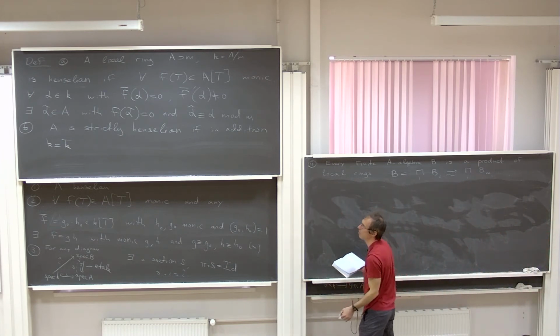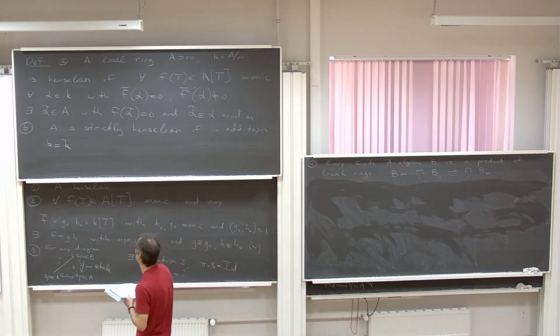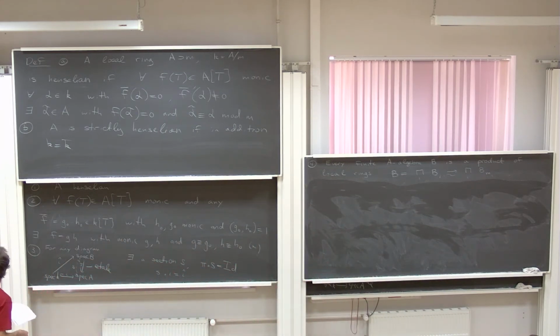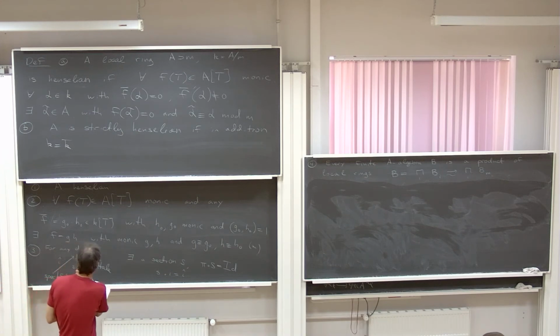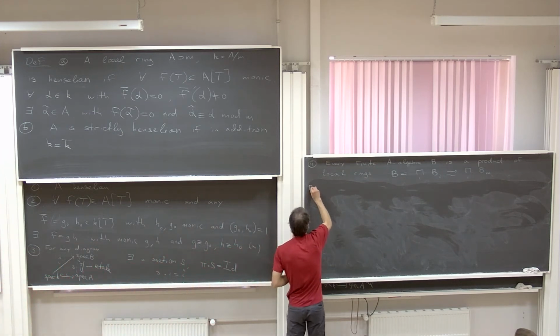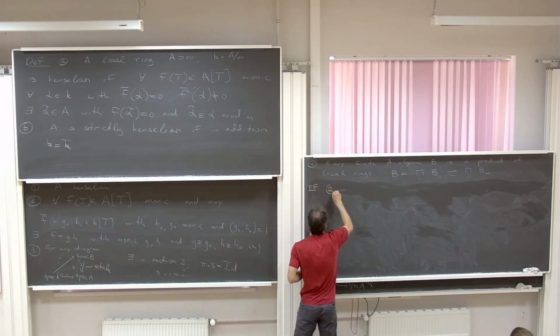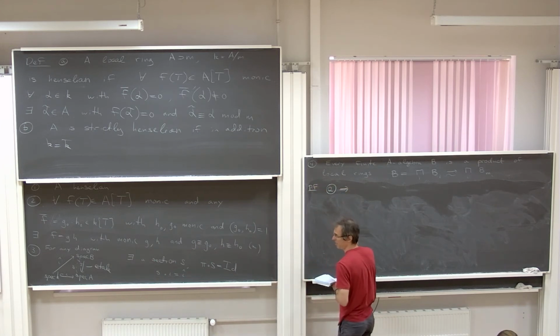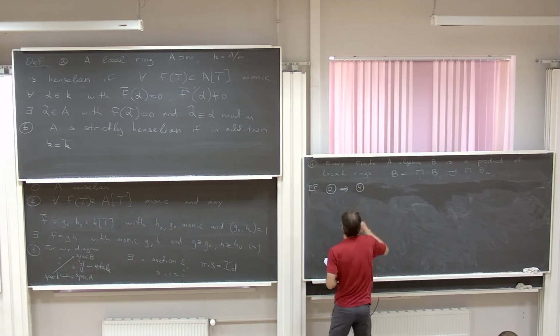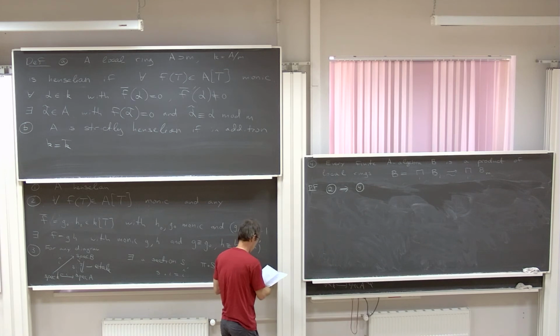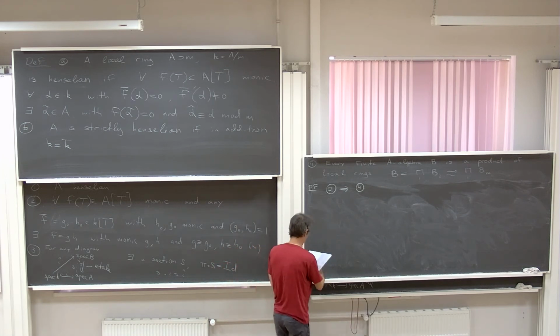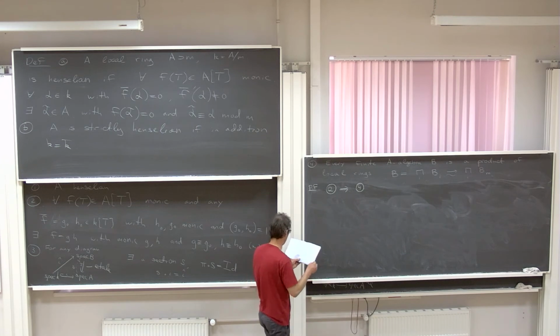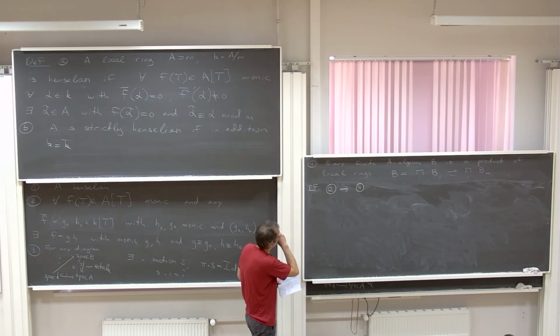So I'm proving this theorem. Okay, so what do we start with? First I will prove that 2 implies 4. Okay. 2 implies 4. That's the longest part of the proof. So I need to show that every finite algebra is a product of local algebras.